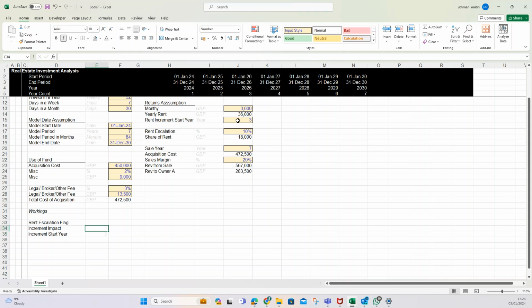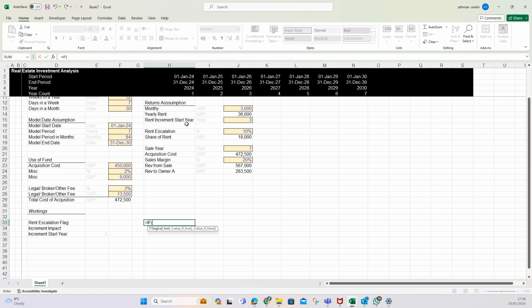Then it's time to build out my flag, and I'm going to be using a formula to do that. To write the formula, we're going to be using a combination of the IF function and the OFFSET function. So just carry along with me, guys, step by step. The first thing is you write IF. What we're trying to do is say we want our rent to start increasing from year three. Anything below year three, we do not want our rent to increase.